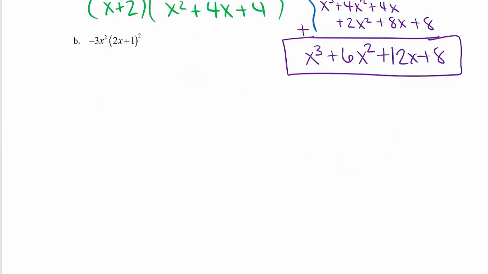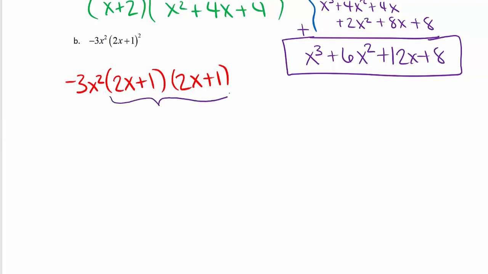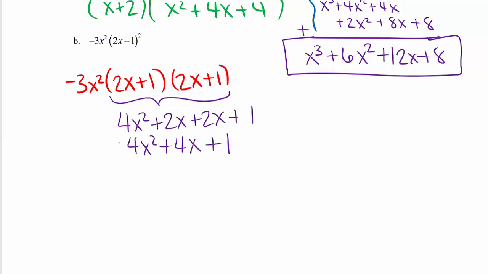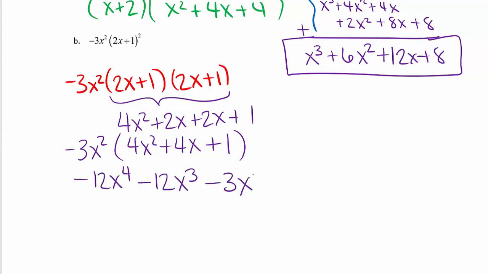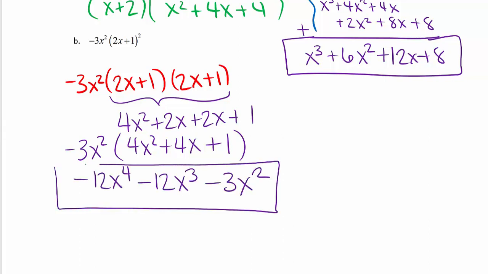So I've got one more example to show you. Negative 3x squared times 2x plus 1 squared. The very first thing I'm going to do is write this out. 2x plus 1 squared means I have 2x plus 1 times 2x plus 1. To multiply three things together, you start by just picking any two. I'll pick the second two and use FOIL. And so if I multiply 2x plus 1 times 2x plus 1 using FOIL, I end up with 4x squared plus 4x plus 1. And then finally, I'm going to distribute the negative 3x squared. And that gives me negative 12x to the fourth minus 12x to the third minus 3x squared.